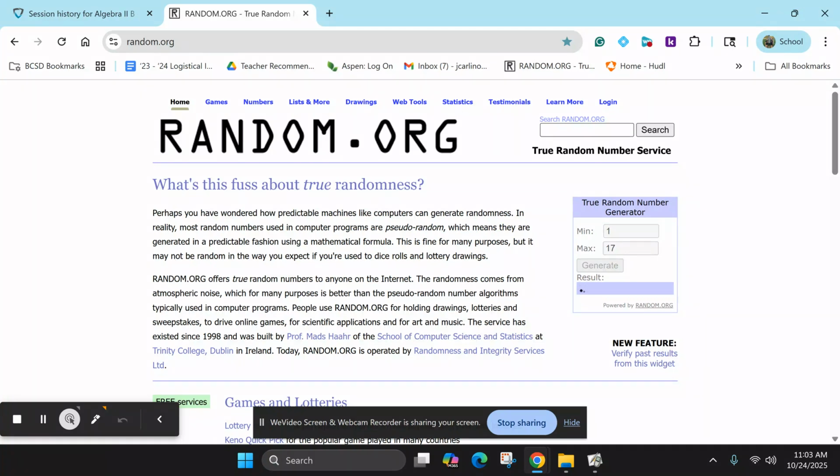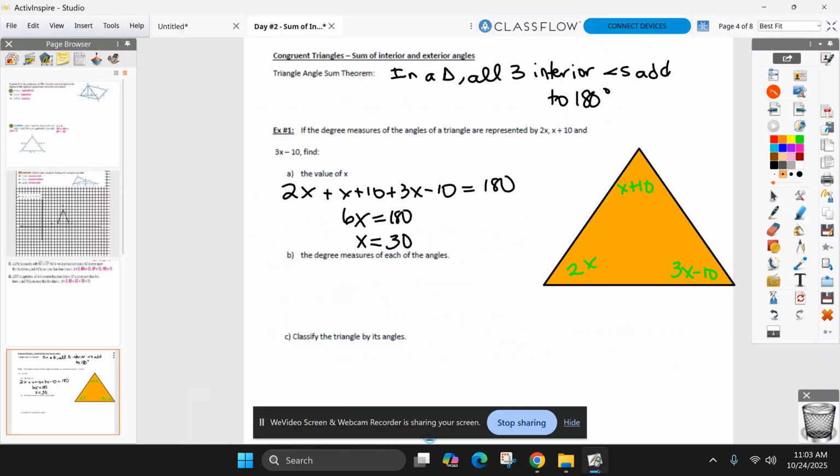Wow, this is dramatic. Oh, just to hear from Michael. What do you got, Michael? 2x equals 60. Yep, 60 degrees. What other angles? X plus 10 equals 40. 40, and how about your final angle? 3x minus 10 equals 80. Perfect. So I got 60, 40, 80. Yes, they do add to 180, so we're good.